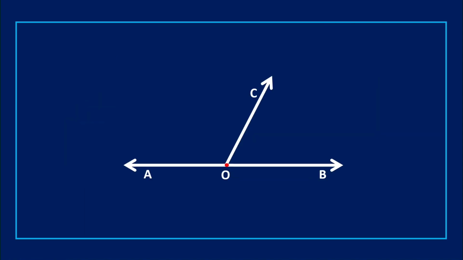Next one. You can observe OA is one ray, OB is also one ray, OC is common ray, O is common point. The angles that have a common arm and common vertex are called adjacent angles.